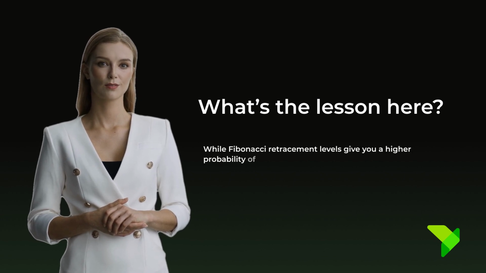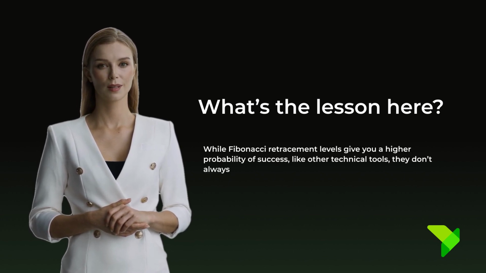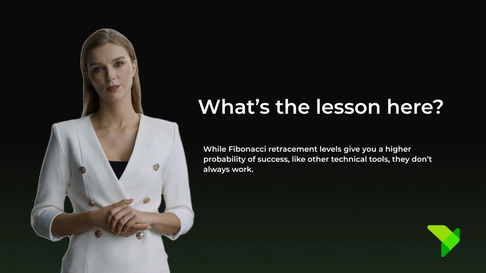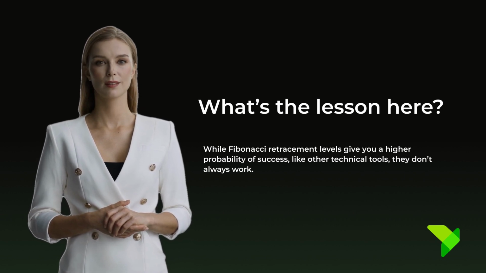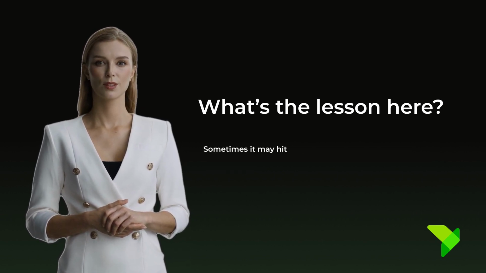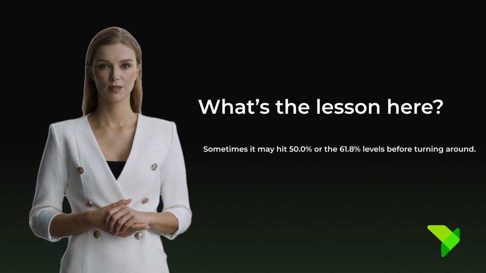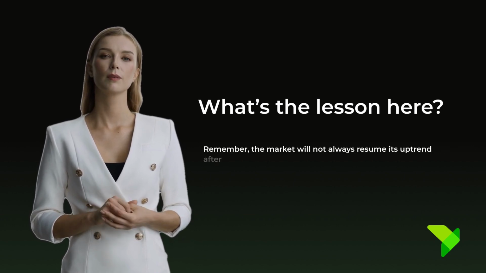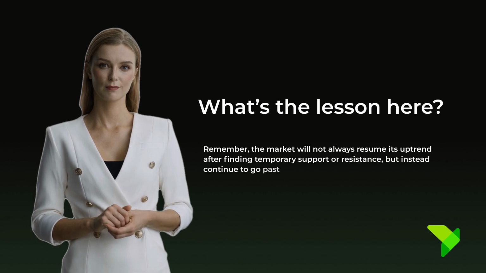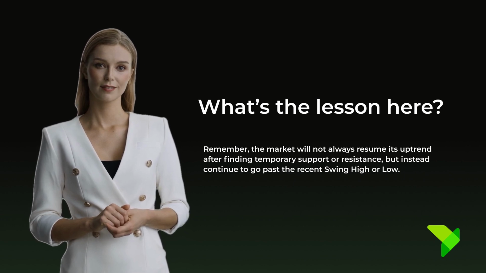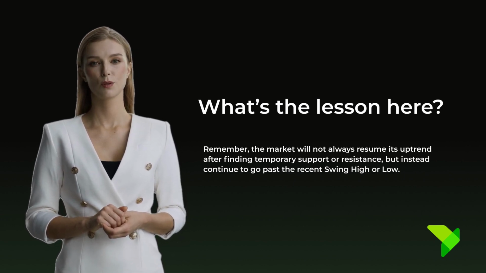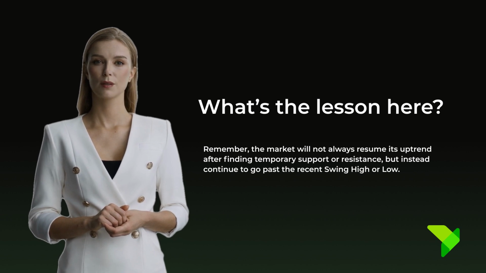While Fibonacci retracement levels give you a higher probability of success, like other technical tools, they don't always work. Sometimes it may hit the 50.0% or the 61.8% levels before turning around. Remember, the market will not always resume its uptrend after finding temporary support or resistance, but instead continue to go past the recent swing high or low.